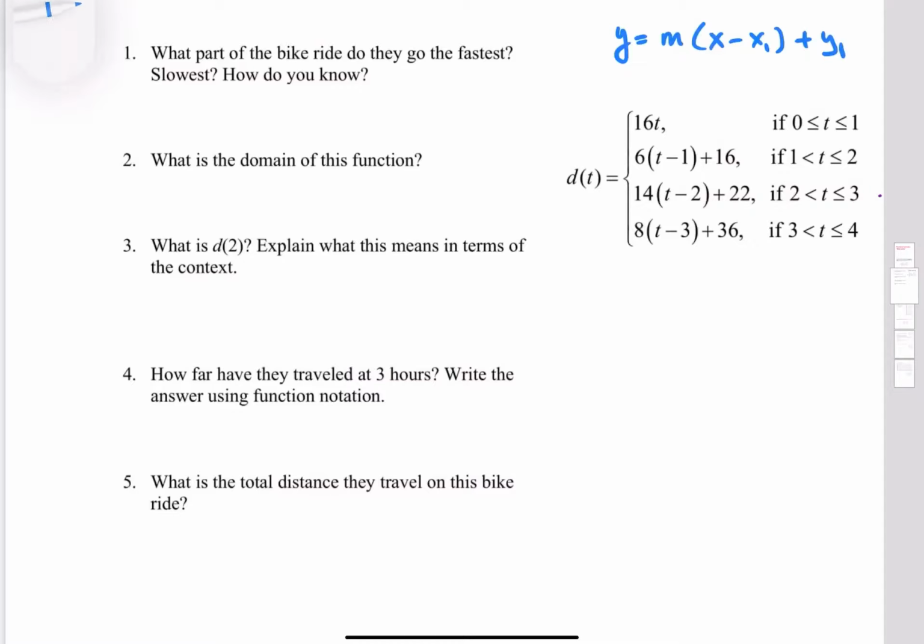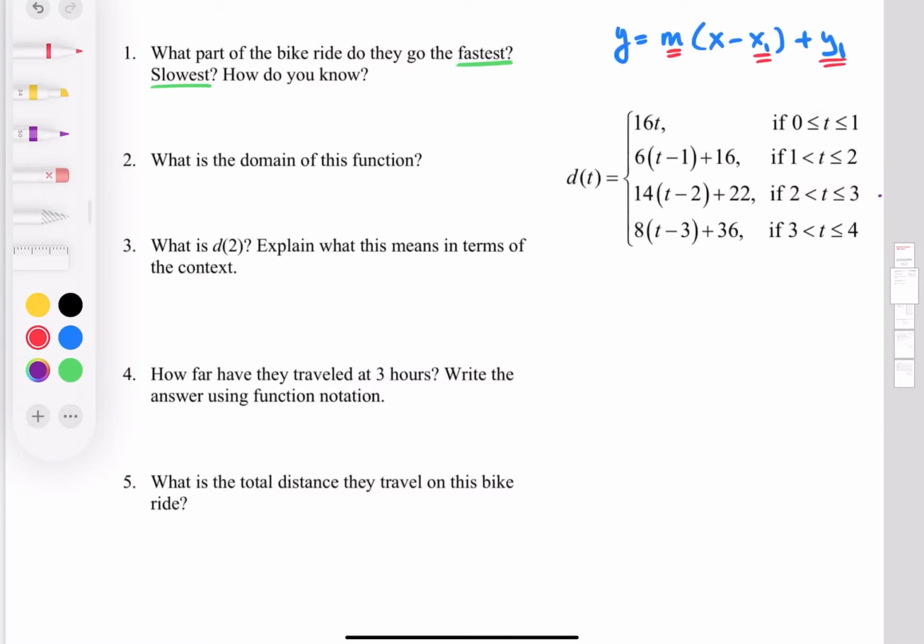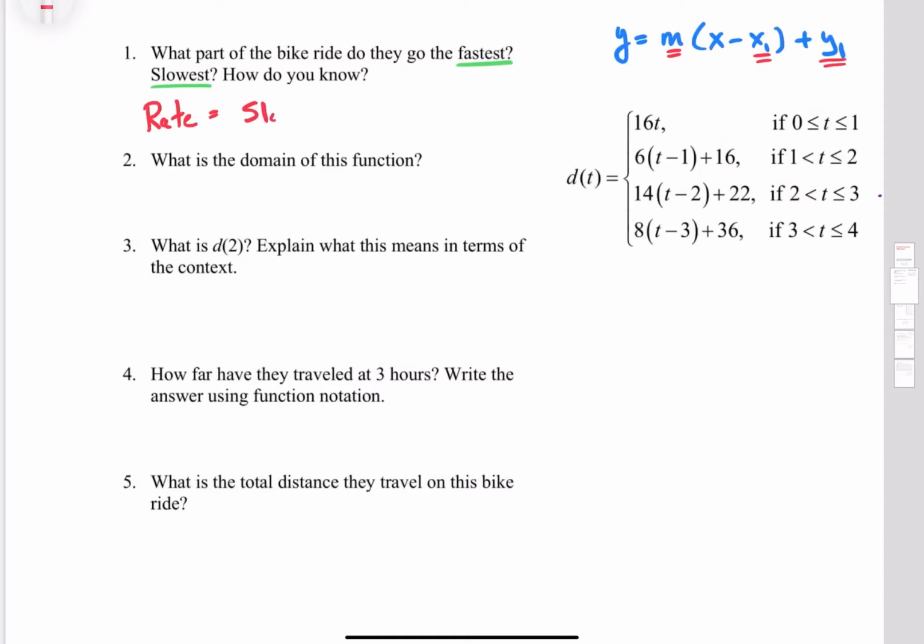And from here, we can tell that our slope is going to be in front of the parentheses, and the x1 and the y1 will be some given point within time. Now, the question, once again, is asking us when are they moving the fastest and when are they moving the slowest? Well, to figure out how fast and how slow these bikers are going, we need to figure out what is their rate. What is the rate of speed or the rate of change? Now, rate in this particular case is going to be measured by the total distance over time. And that is basically the slope. So it's the total distance over some given time.